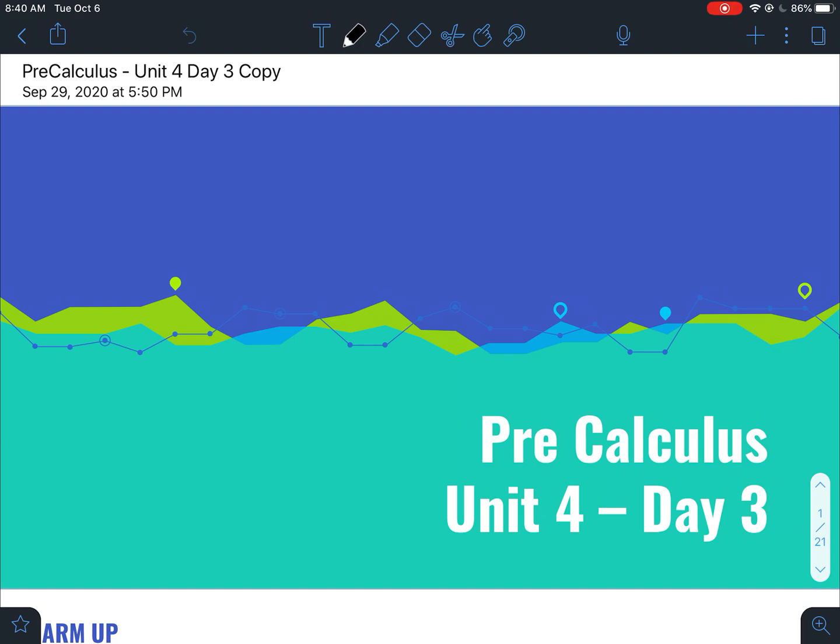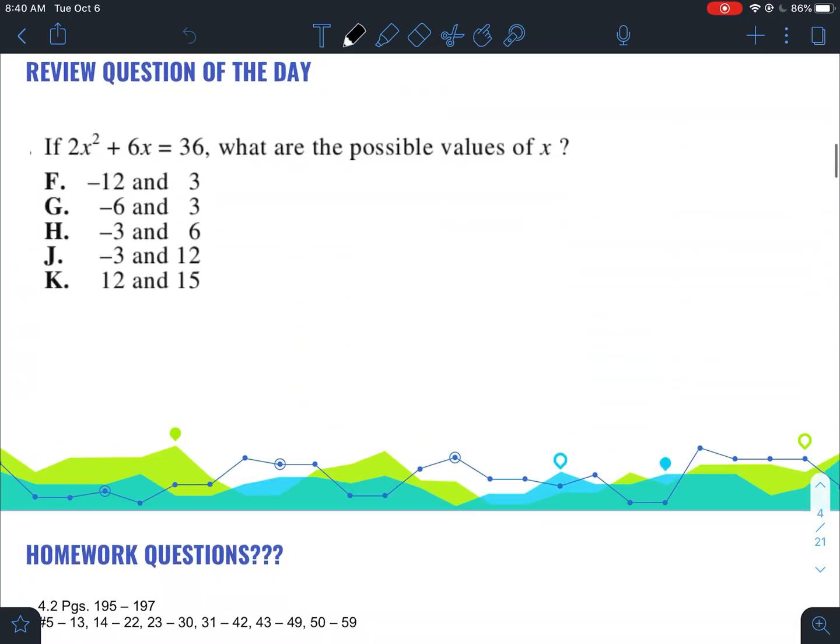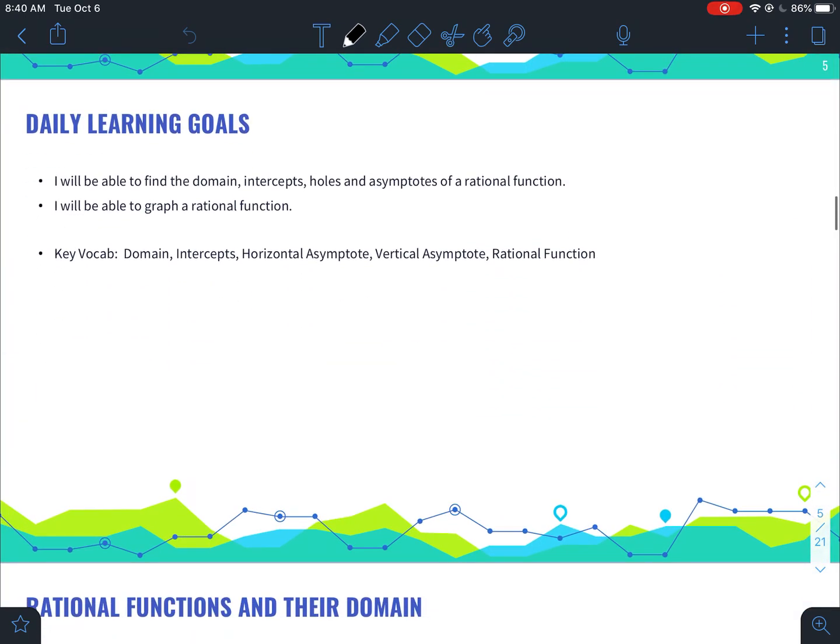These will be your notes for Unit 4, Day 3 of Pre-Calculus. If you would like to see the warm-up, the review question, or any of the homework questions that we covered in class today, just look at the finished notes.